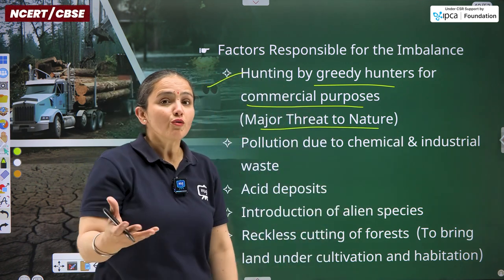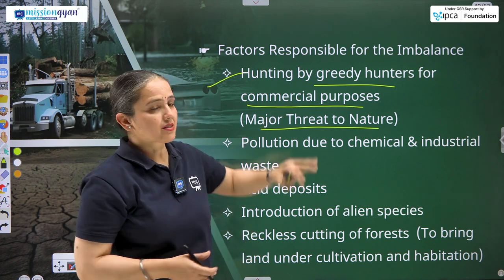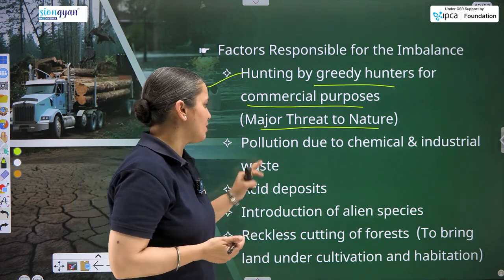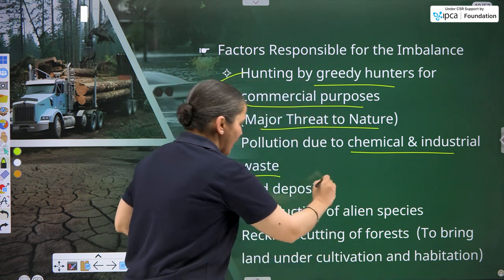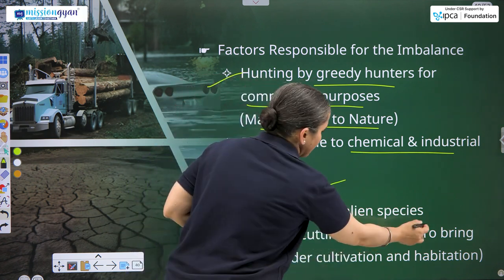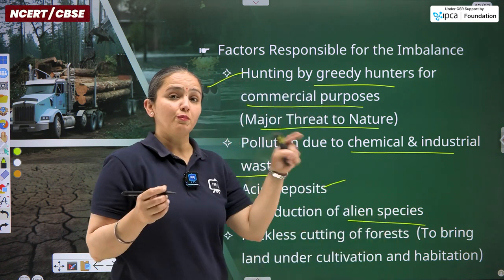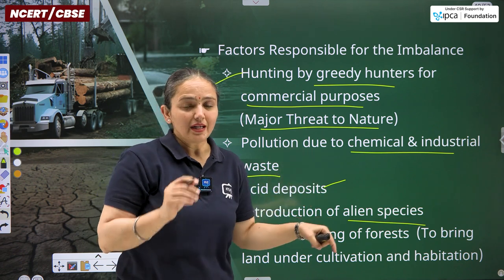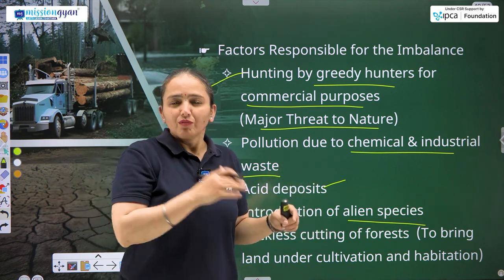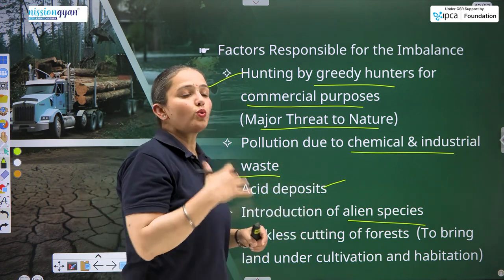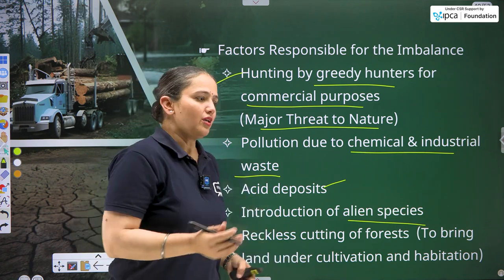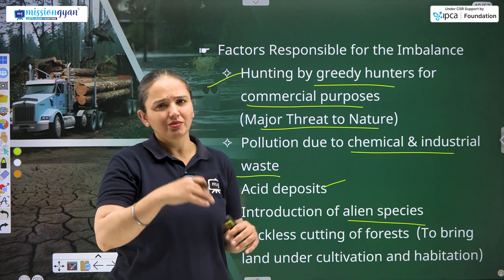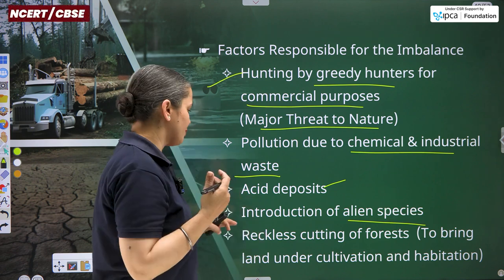Pollution is also one of the prominent factors that affects the imbalance within the ecosystem. So pollution due to chemical and industrial waste, acid deposits, and the introduction of alien species that do not belong to the Indian mainland. They have been introduced within India or they have come to India from outside India. We are talking about any part of the world. So they have not come on their own. Either way, factors are responsible.